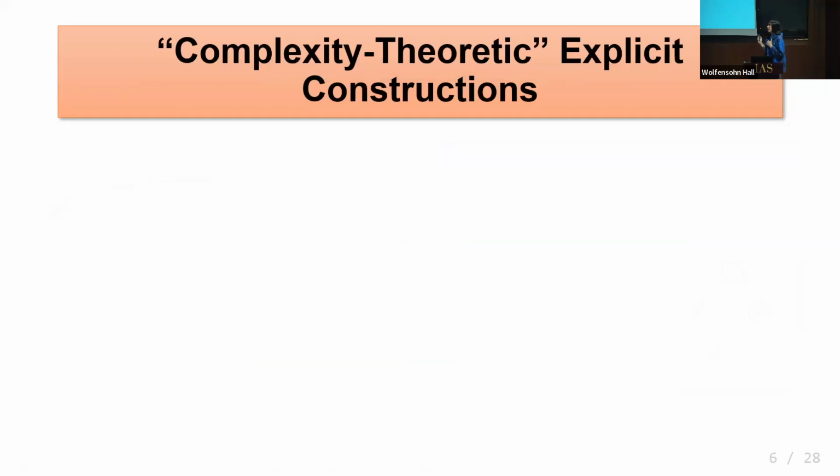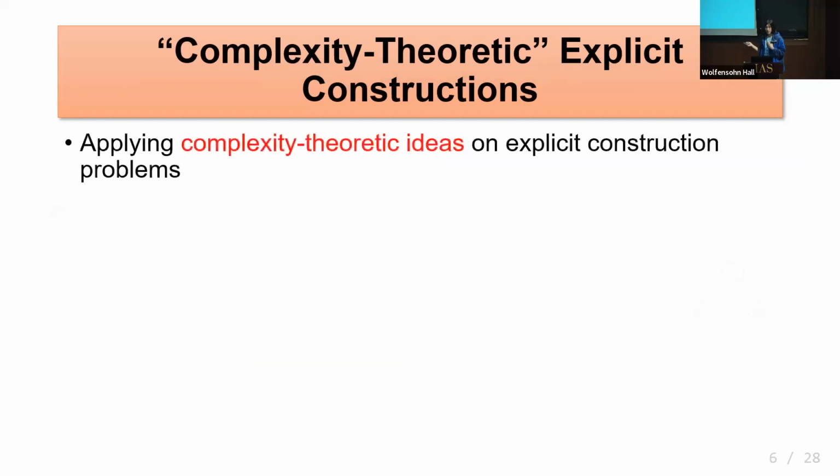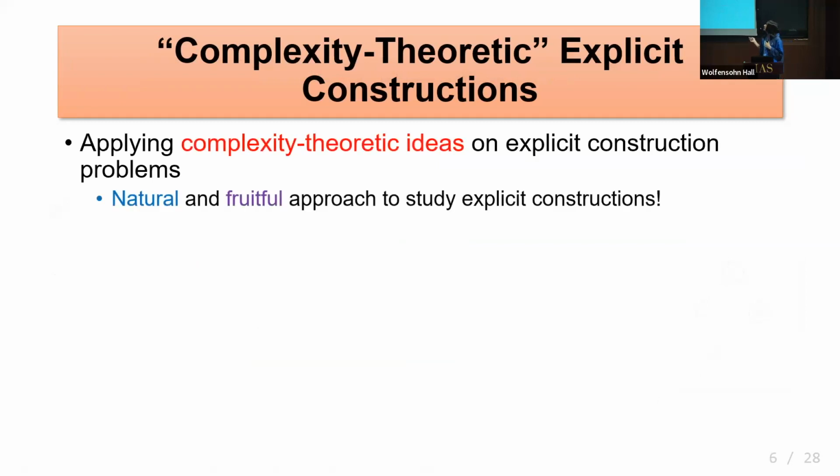Recently, or maybe not so recently, there has been work on complexity theoretic explicit constructions. The aim is to use complexity theoretic ideas to solve these explicit construction problems, or at least get better bounds. This is a natural and fruitful approach, and we are already making some progress here.